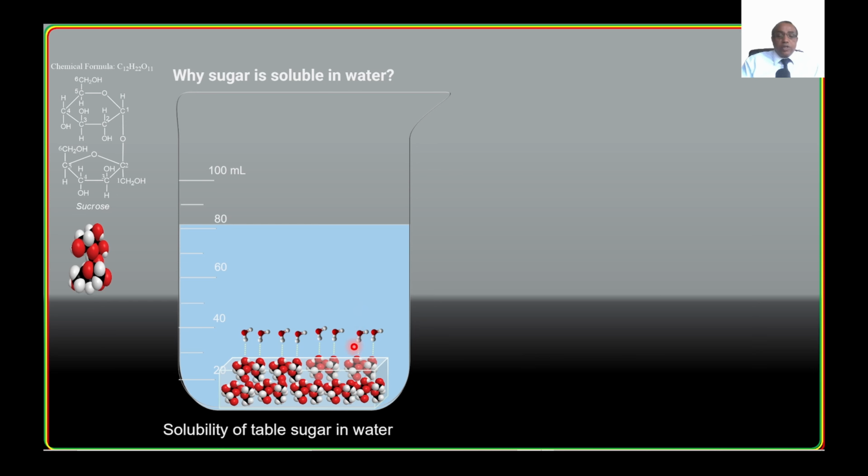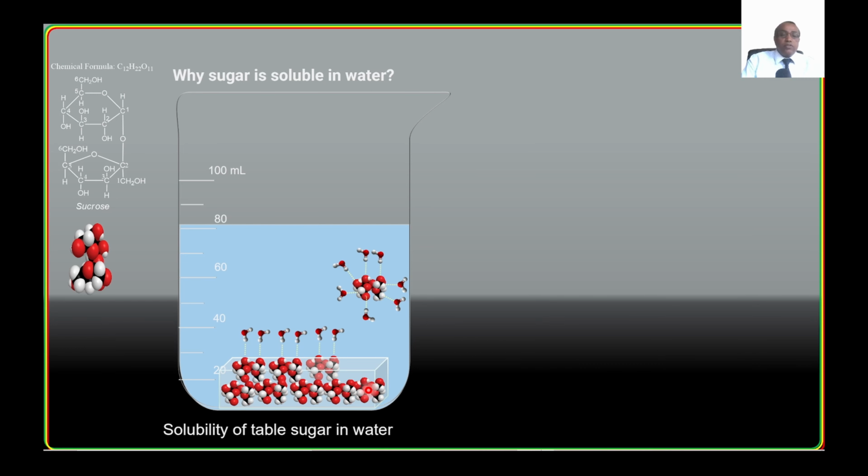This interaction becomes much greater than the sugar molecule interaction. So the water molecule to sugar molecule interaction becomes much stronger than the sugar to sugar interaction. So ultimately these sugar molecules will be separated from each other and hydrated by water molecules. That is the end result. So they will be dissolved in water. So the interaction is a hydrogen bonding interaction.